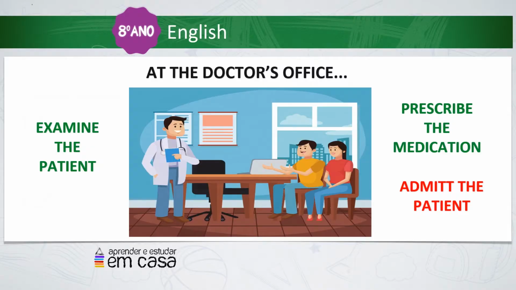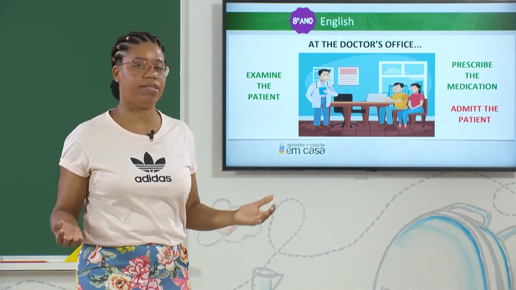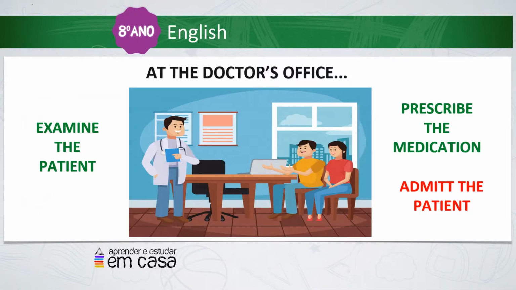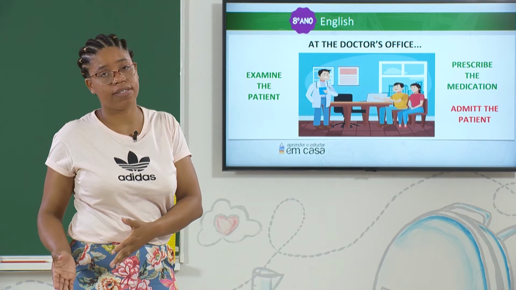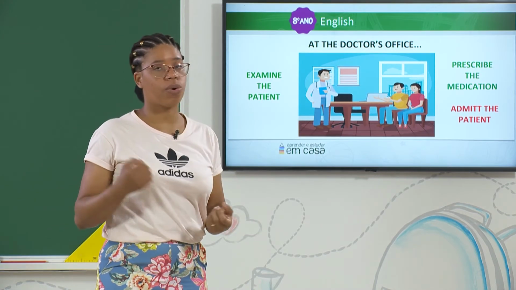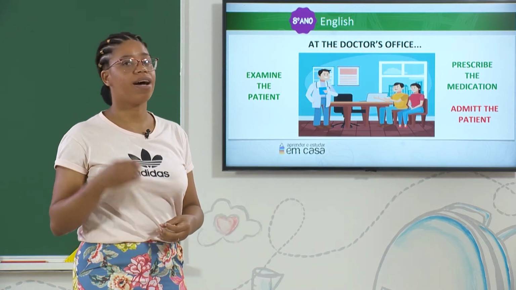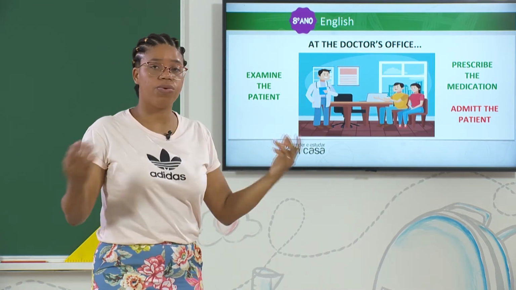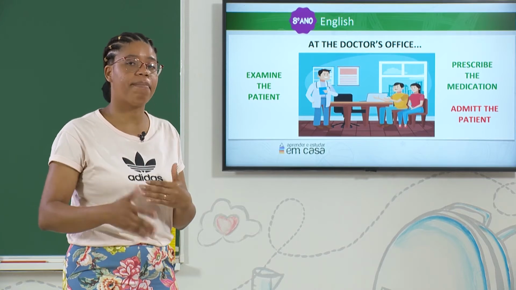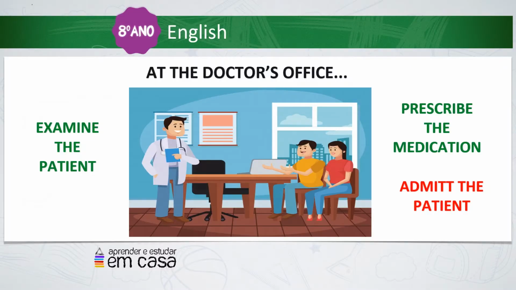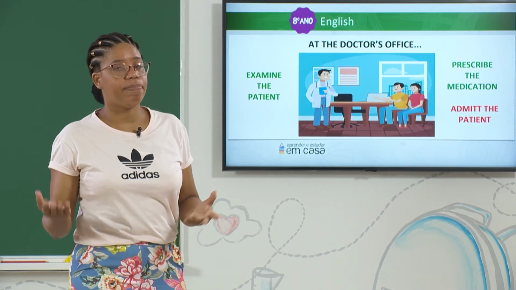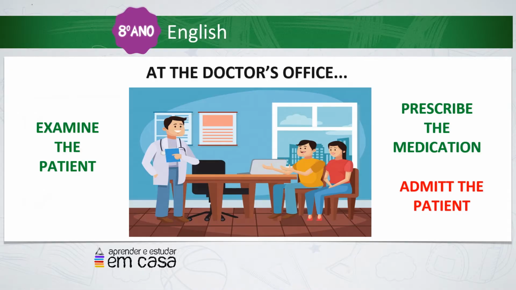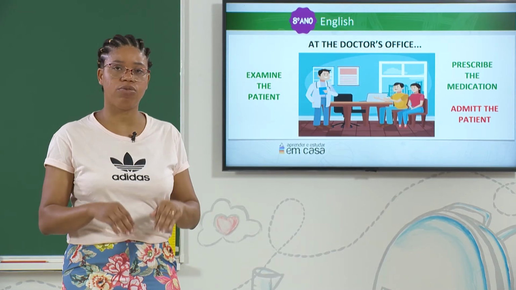And now, let's see. At the doctor's office, what happens at the doctor's office? The doctor examines the patient at his or her office. Yes, because the doctor can be a man or a woman, at his office or her office. Examines the patient, and then what does she do or what does he do? Then, after examining the patient, the doctor prescribes the medication. When the patients are seriously sick, the doctor admits them. They stay in the hospital. This means to be admitted.